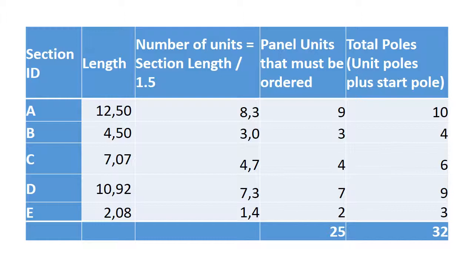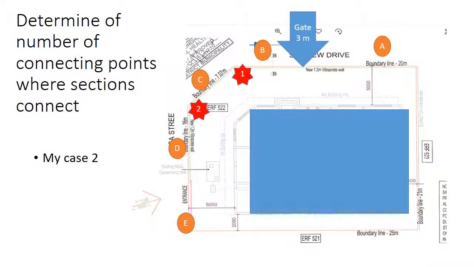I already worked out in another video how to get the materials. Where I determined the materials, I also determined the length of the sections and the total number of poles I must use, as well as the panel units. You then also have to determine the number of connecting points where these sections connect, because where sections connect, each unit has to start and end with a corner pole. It means there are two corner poles that must go in one hole, and that hole must be maybe 1.5 times the size of an ordinary hole.